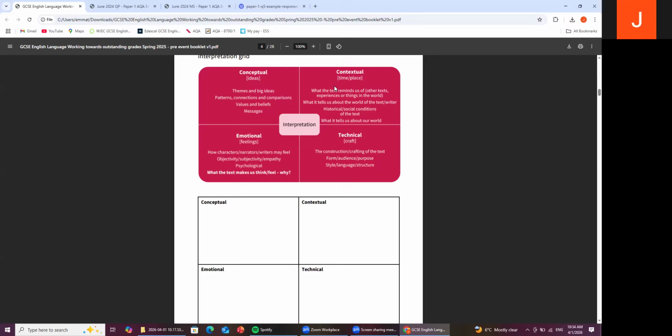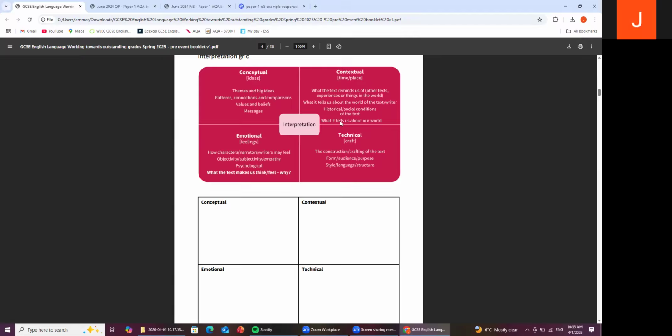The context. What does the text remind us of? What does it remind you of? What experiences of the world can you relate this to? Can you relate it to being on holiday? Can you relate it to being a hot day in the UK, perhaps, or wherever you may be? Why do you think that? Always explain. That's my favorite word. Explain why. Examiners want to see why you think that and how that relates to the question.